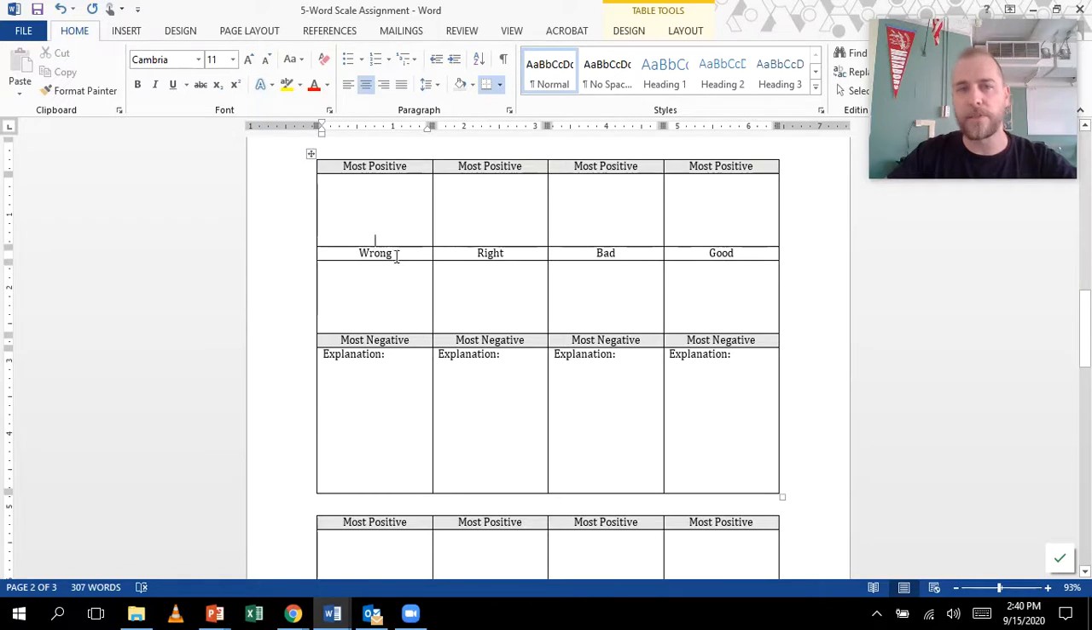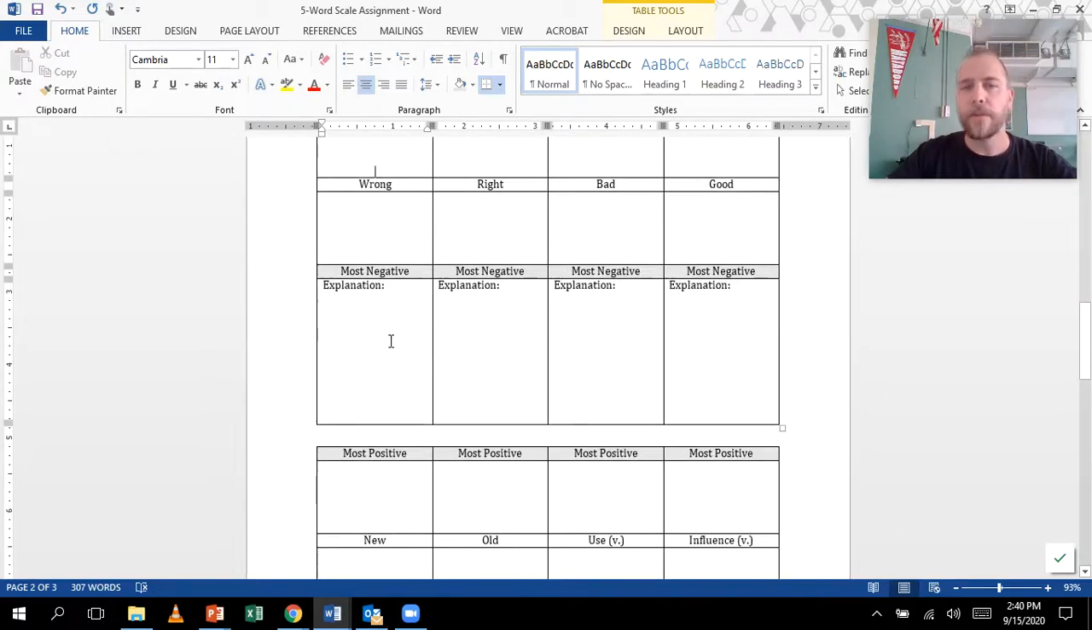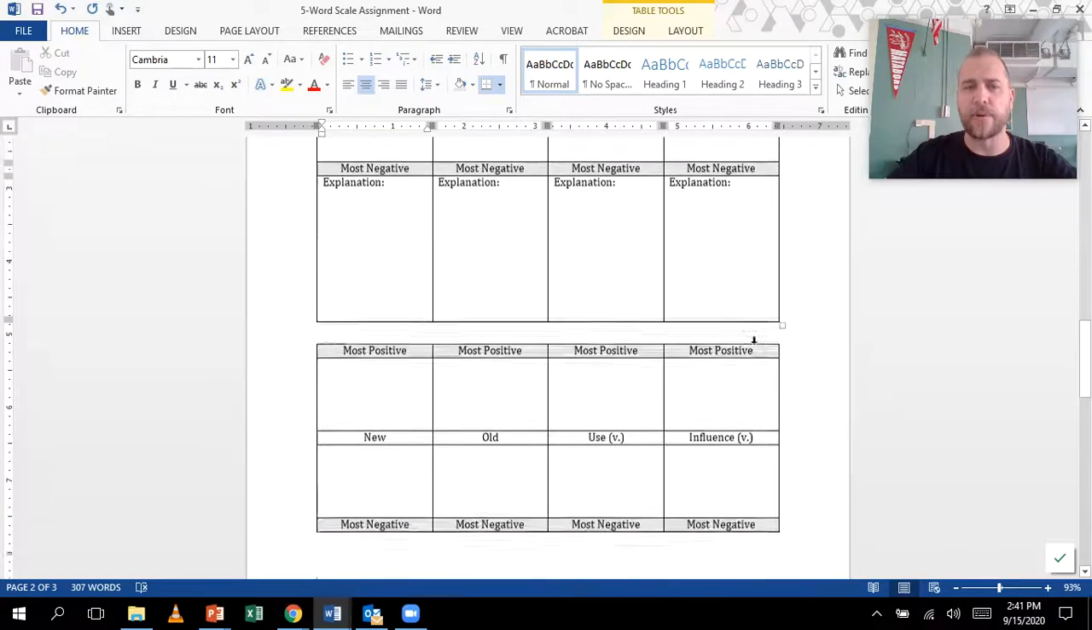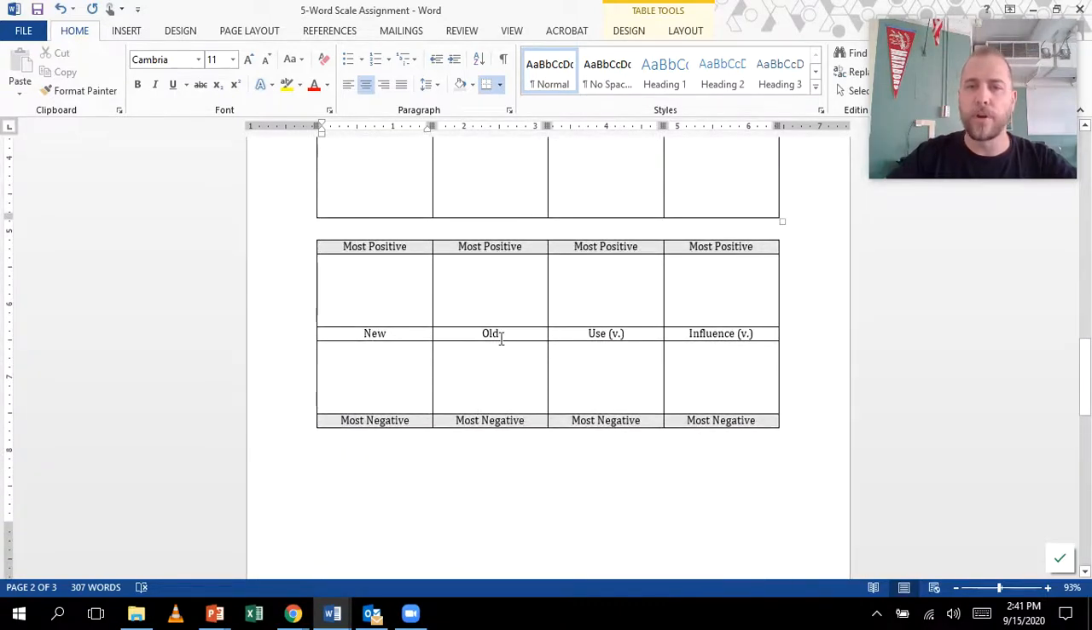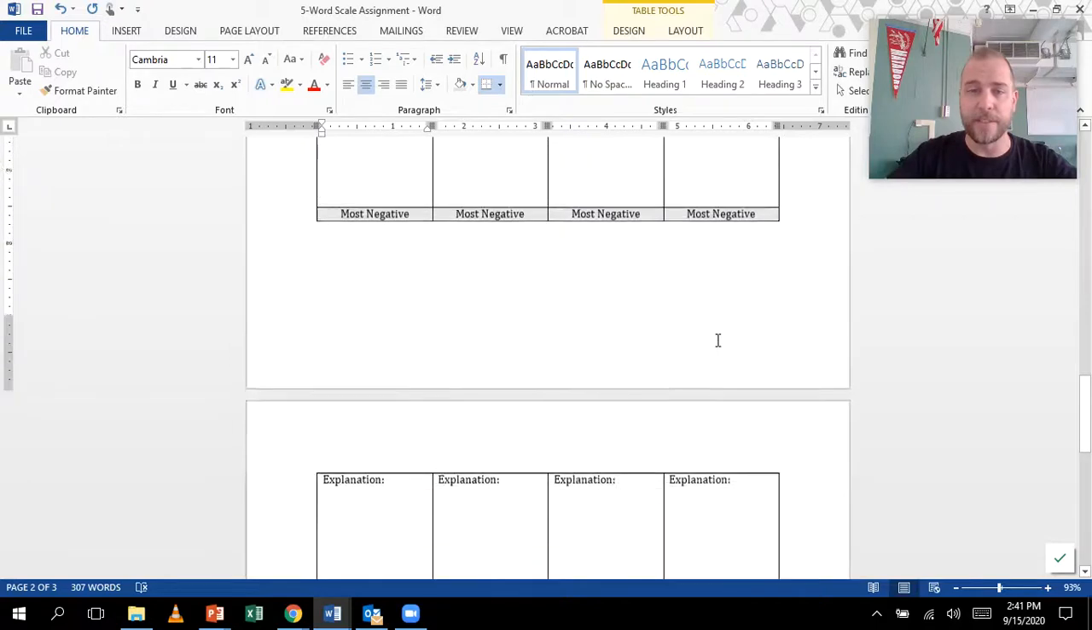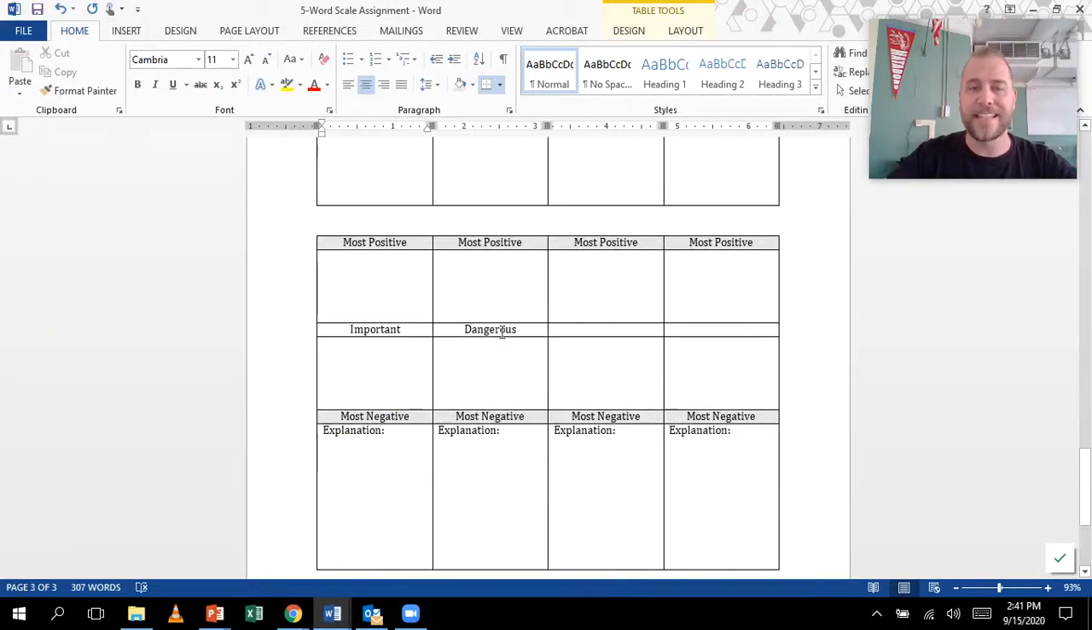The word that I want you to find synonyms for is in the middle. I want you to get at least 6 other synonyms and rank them from most positive to most negative. I'm assuming that this word is going to be somewhere in the middle. For each, write a brief explanation, 2, 3, 4 sentences at the most, of why you put those words in that order. The other words are new, old, use, the verb, as in to use something, influence, the verb, as in to influence something, important and dangerous. Those are the words that you're going to find synonyms for and rank.